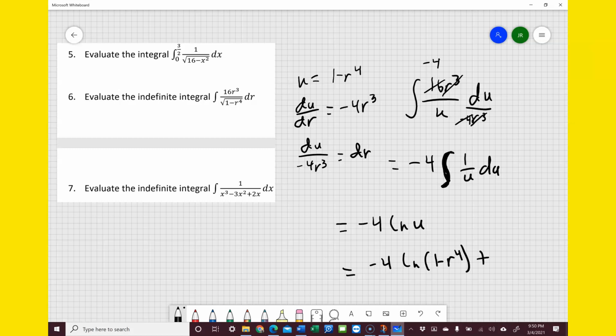plus C. Because it's an indefinite integral, you have to put plus C, and then it's done. You don't have to plug in any numbers. You're done.